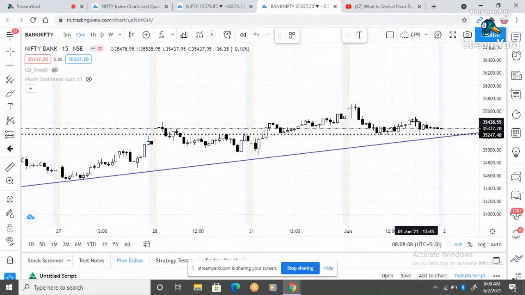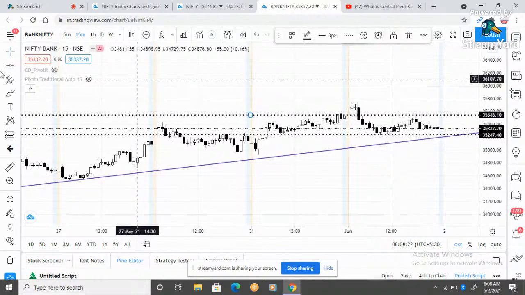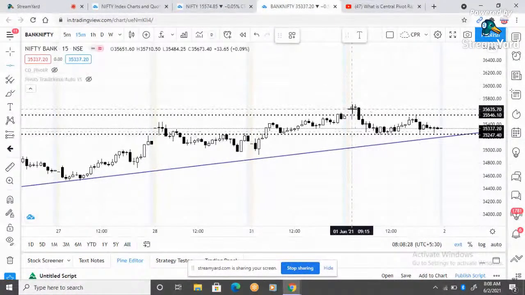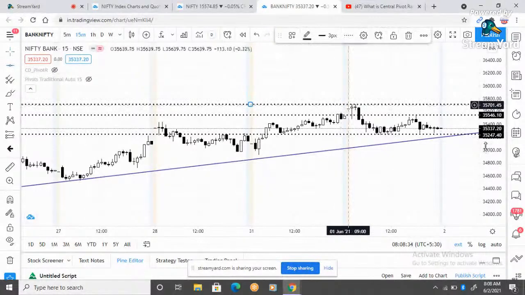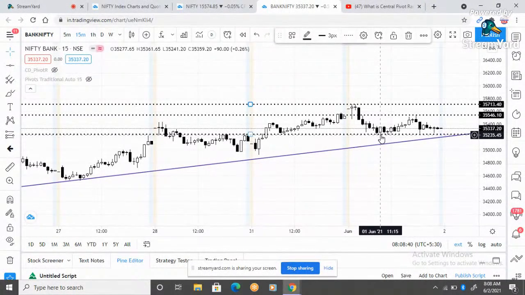On upside, it is looking like a rejection candle, and the high of the rejection candle is 35,536. Once this level is taken out on upside, the next resistance you can look for is 35,750 or 35,700. So these are the levels to watch for Bank Nifty. On downside, you can note down 35,240. On upside, 35,536 followed by 35,700.